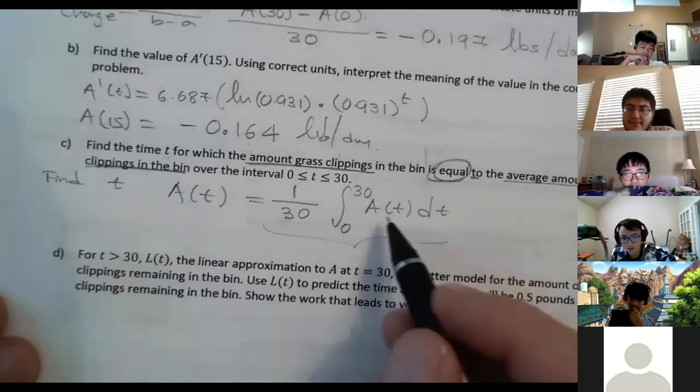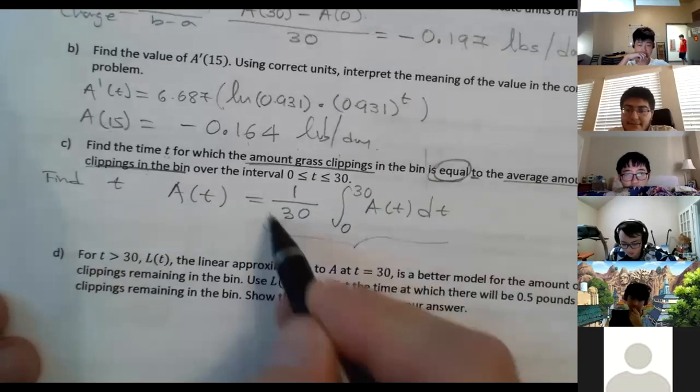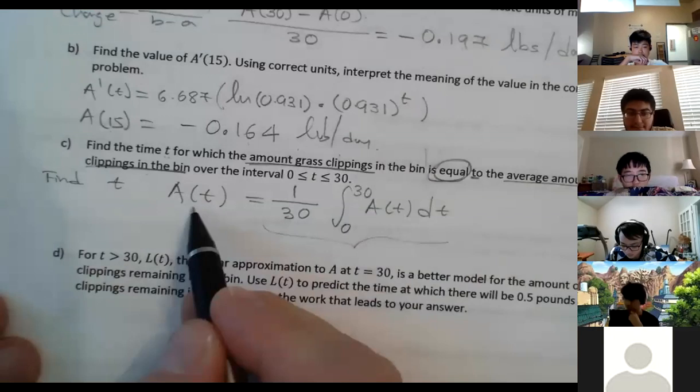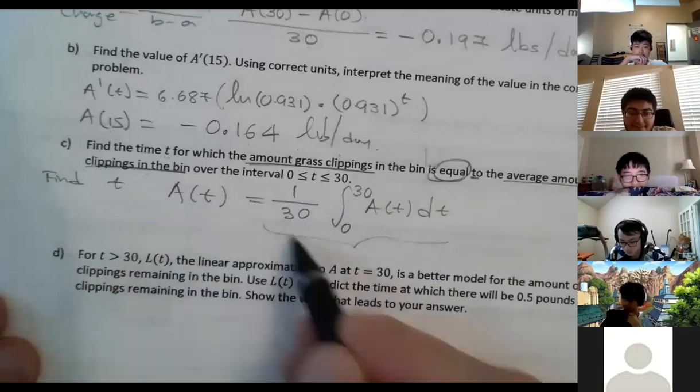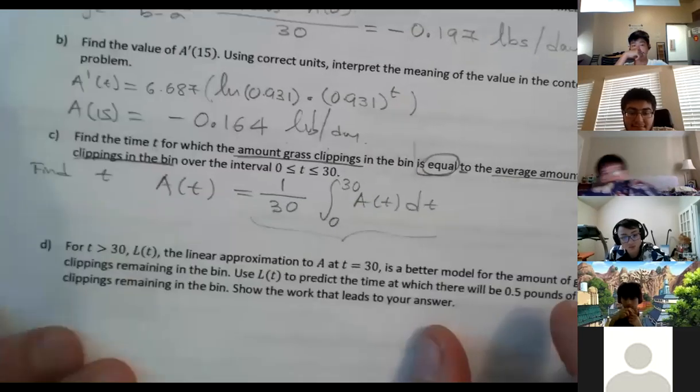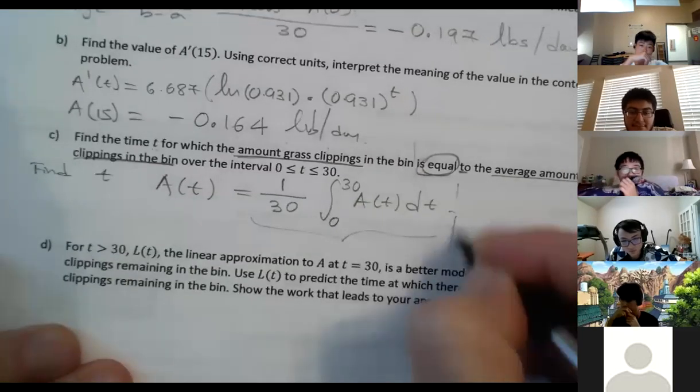All right, look. This value is the average value of the function. This is the amount of grass clippings. So we find this value and we set it equal to the original function. So basically, we get the following. What's the original function?